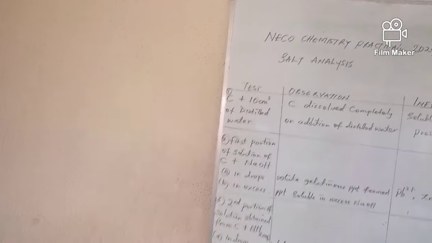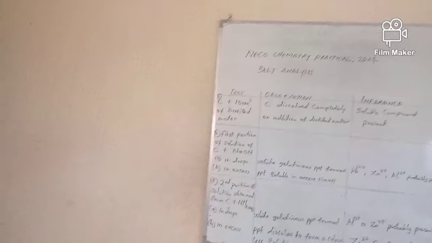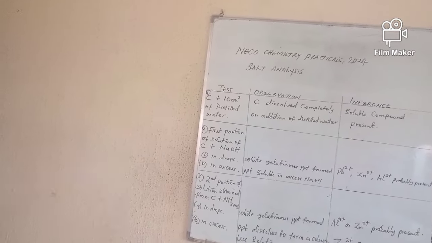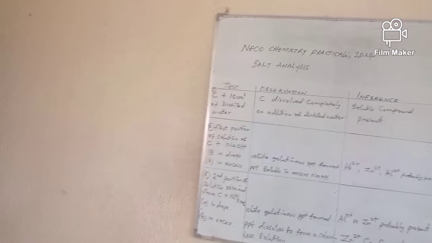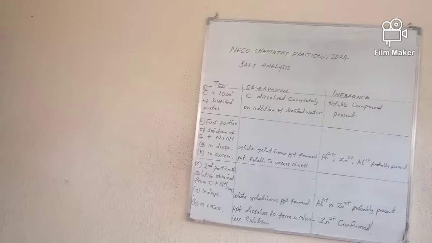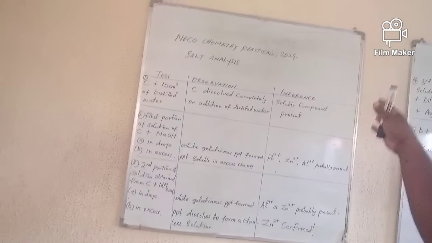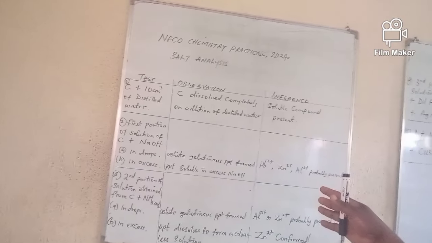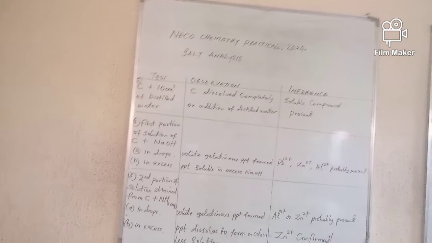So you can see the observation table here. This is what we're going to be seeing on that day. It might not be exactly like this, but something like this. Not 100%, but about 80 to 90% of what you're going to see that day will come from here. We have tests, observation, and inference, which is the traditional way of preparing our observation table.